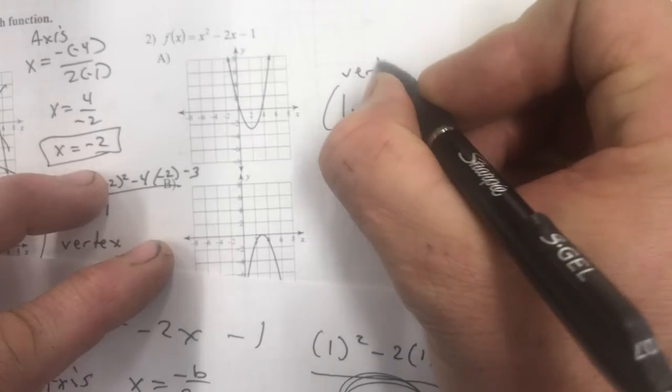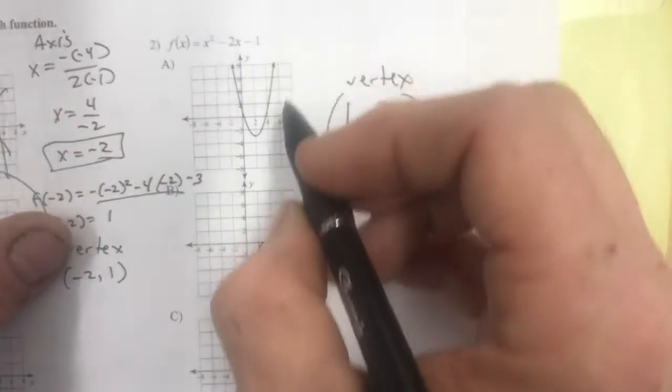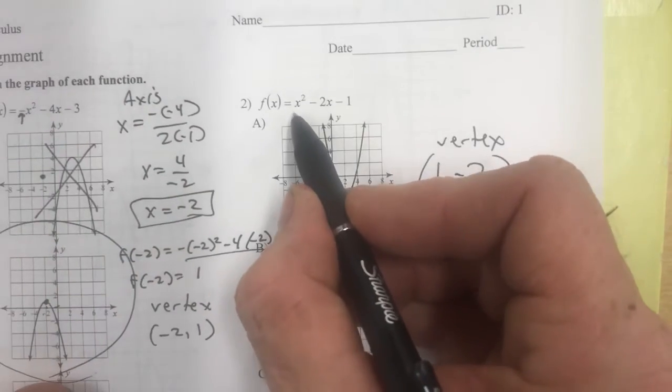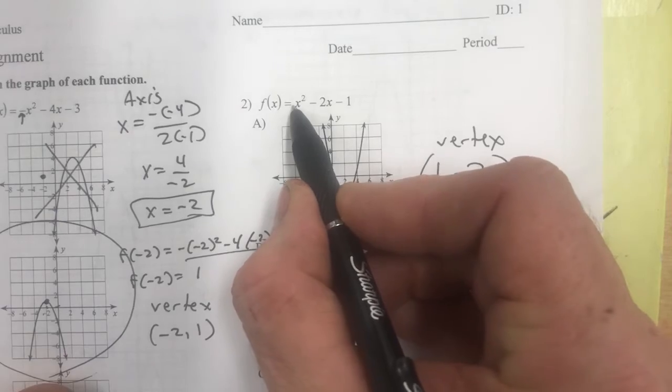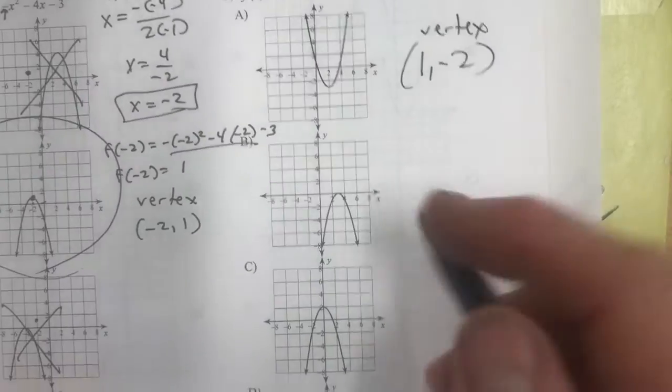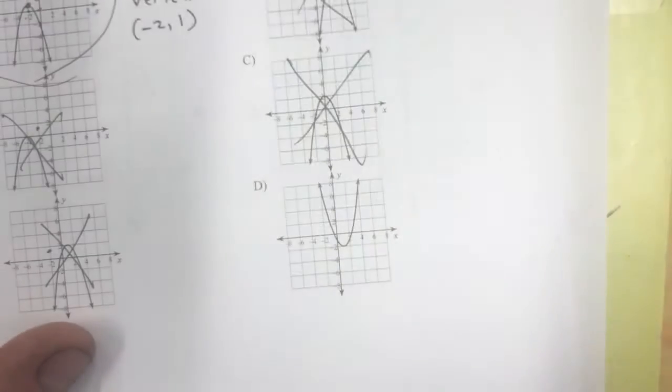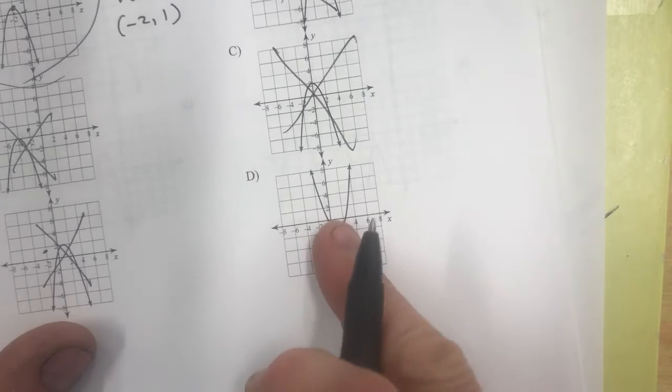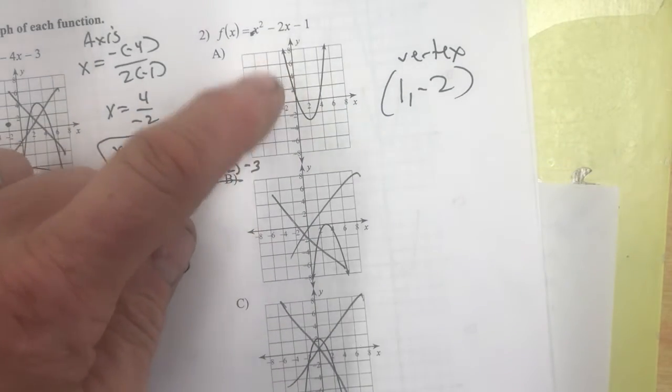That's my vertex. Now looking at the function here, see how my x squared is positive this time? See, there's no negative, there's positive. So that means it's concave up. So that tells me right off, this is not right. It's concave down. This one's not right, it's concave down. This one's concave up, and this one's concave up.